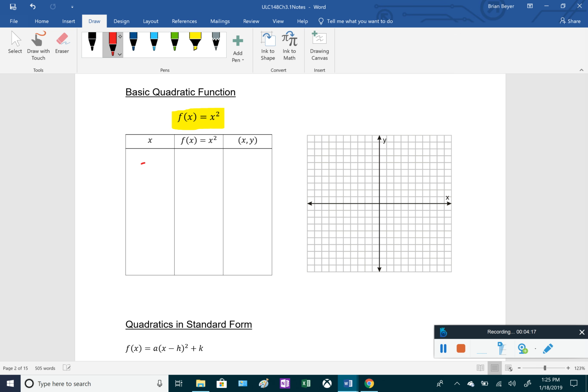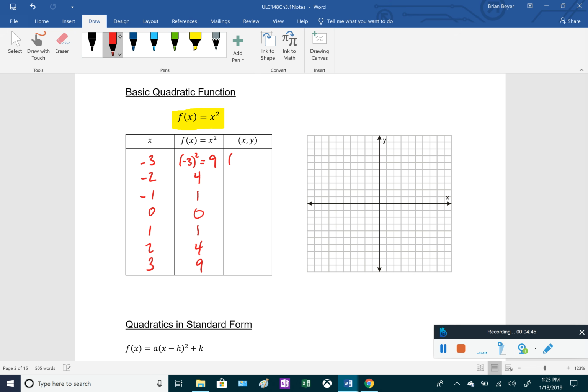So let's plug in some points for x. I'm going to plug in the integers negative 3 to positive 3. So f of negative 3 is going to be negative 3 squared, which is negative 3 times negative 3, so 9. Negative 2 squared is 4, negative 1 squared is 1, 0 squared is 0, 1 squared is 1, 2 squared is 4, and 3 squared is 9. So these are going to give us some xy coordinates.